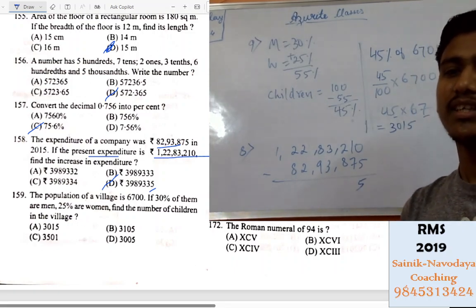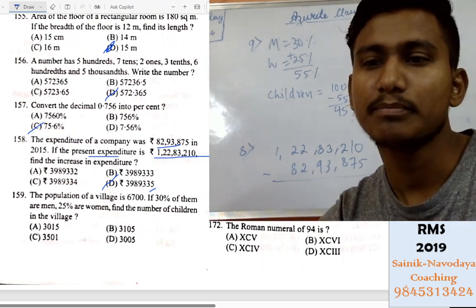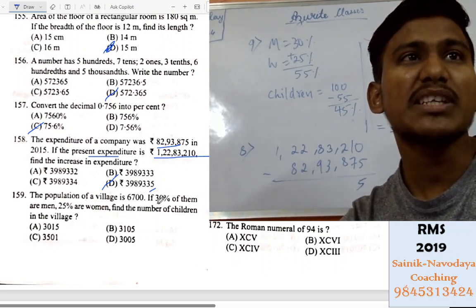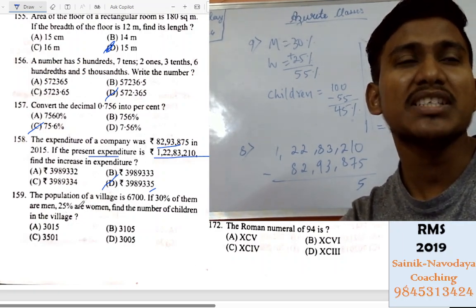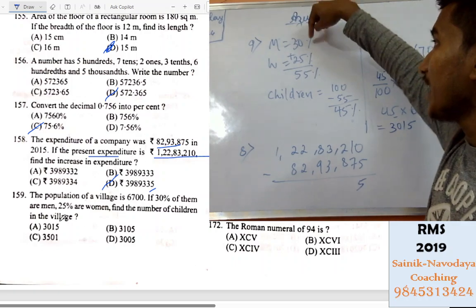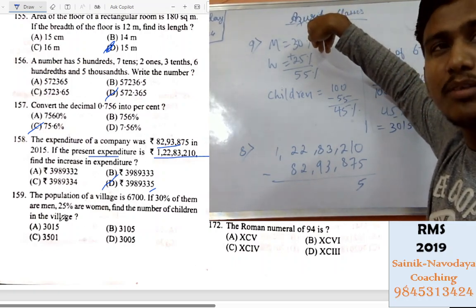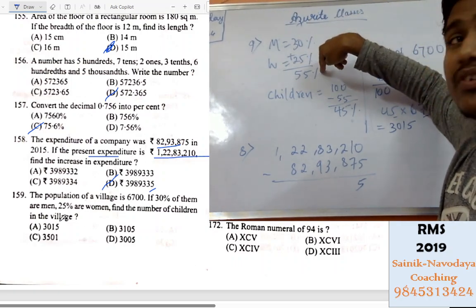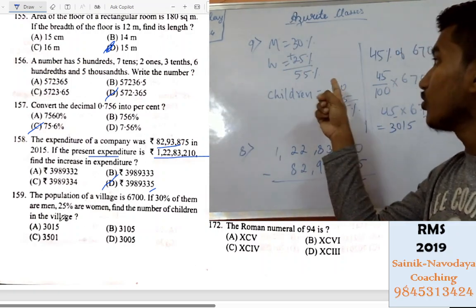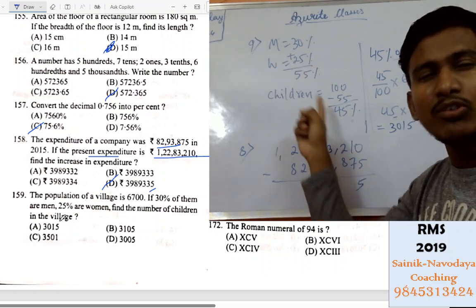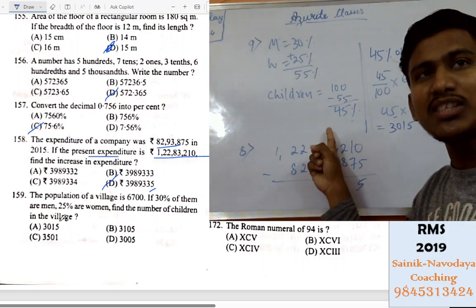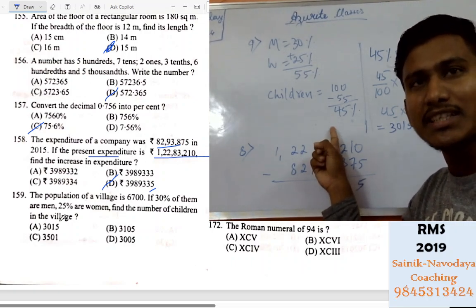So see here, students, the next question is that the population of a village is 6,700. Of that, 30% are men and 25% are women. The remaining will be children. Men plus women will be 55%. In percentage, the total is always 100. So from 100%, if you minus 55%, you will get 45%.